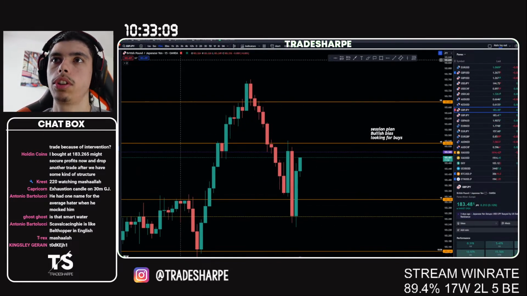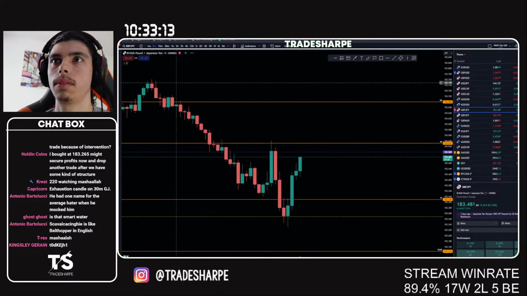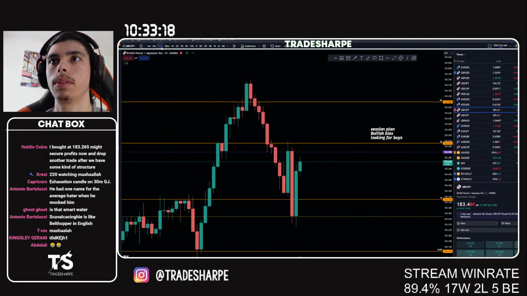Alright, let's focus up on GJ here. GJ is pushing. 30-minute needs to break the high here. I want to see 5-minute reach 500. See what it does at 500 here.